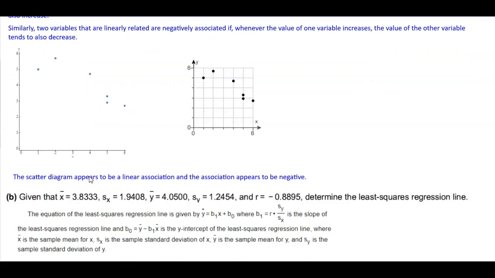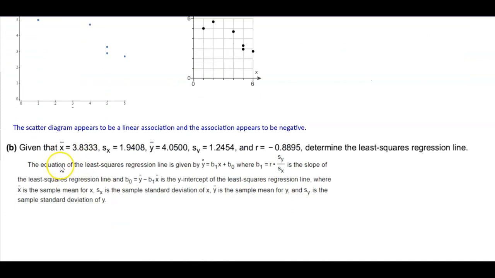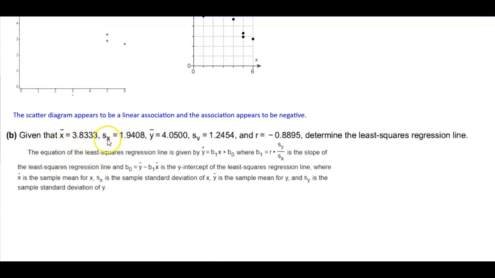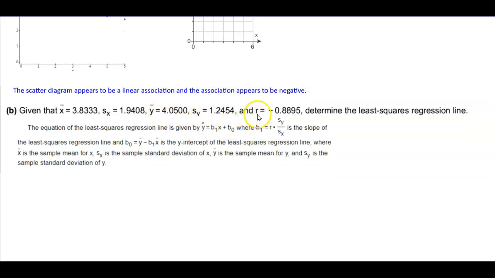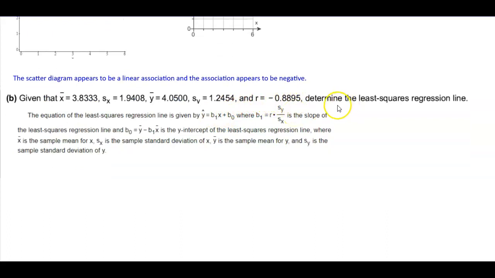Okay, next. Given that the sample mean for the sample of x's is 3.8333, the standard deviation of the values of x is 1.9408. The mean of the y values is 4.0500. The standard deviation of the y values is 1.2454. And the correlation coefficient r is equal to negative 0.8895. We want to determine the least squares regression line. So the first thing we're going to do is do it by hand, and then we're going to go ahead and make sure that we can do it by StatCrunch.